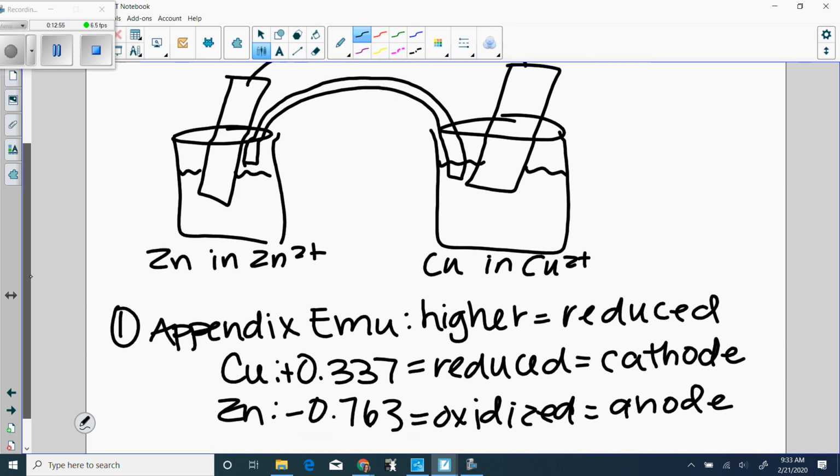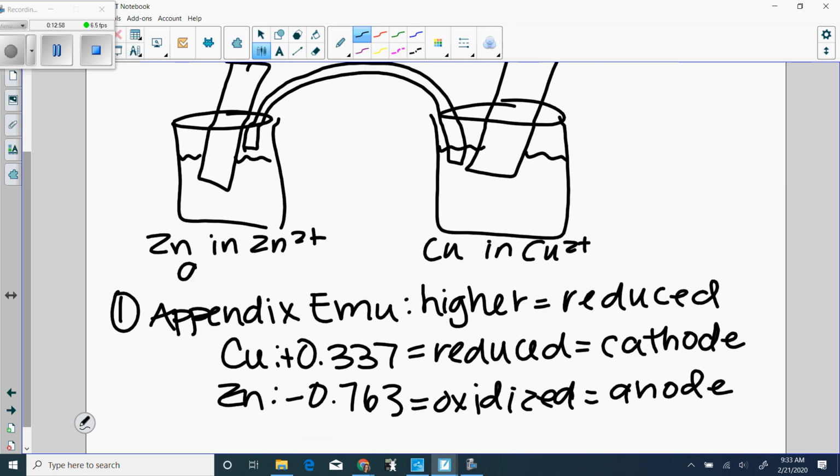I tend to draw my anode on the left, so I'm going to label it. I just figured out, though, that my zinc is oxidized. I tend to draw my cathode on the right, because I feel like electrons like to go left to right. Why would you go backwards?